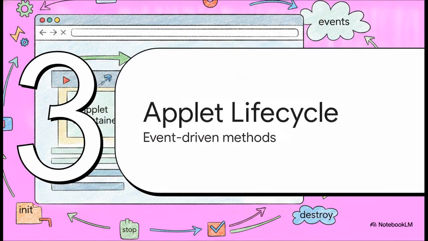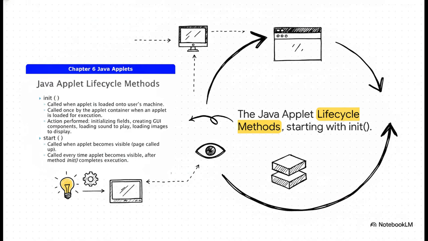Which brings us perfectly to Section 3, the applet lifecycle. The answer is that applets are completely event-driven. Instead of the program dictating its own flow, the browser container is firmly in the driver's seat. As you can see here, the browser calls specific methods at specific times based entirely on what the user is doing, starting right from the moment the applet is loaded onto the machine.